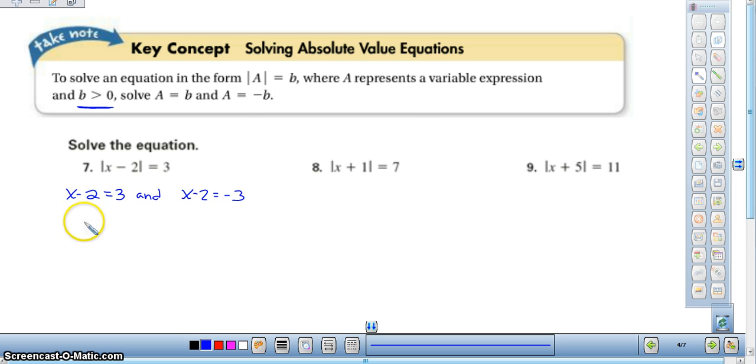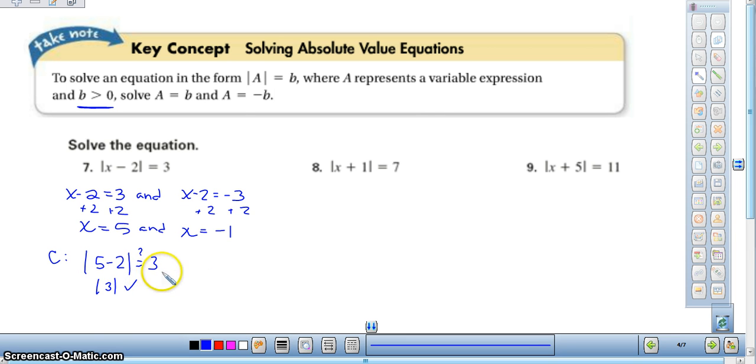Here we are now adding 2. When you add 2 on both sides of your equation, in both equations, our first equation is going to give us the answer of x equals 5. And the other answer is that x is equal to negative 1. As you look at these two and we substitute in to do our check, if we are checking absolute value of 5 minus 2, does that equal 3? And this is the absolute value of 3, which checks, it does equal 3.